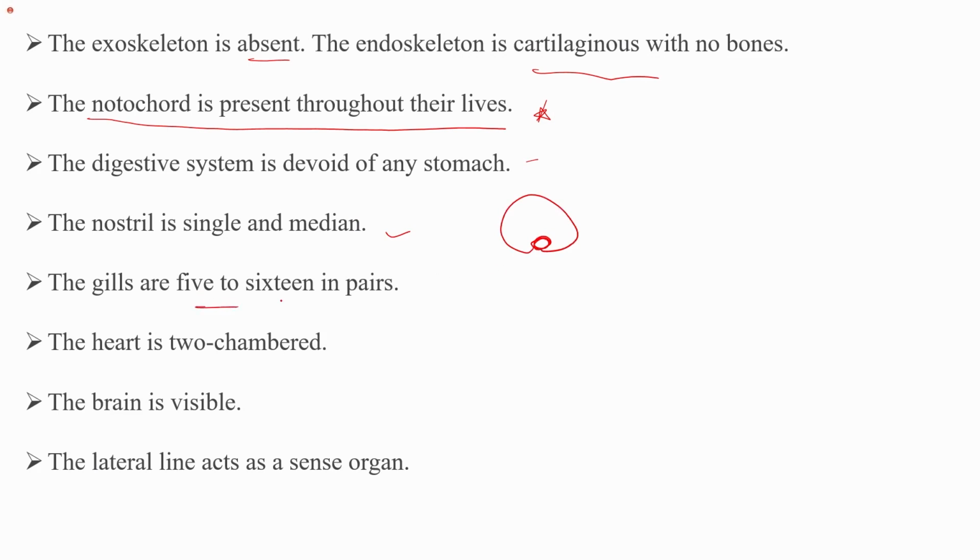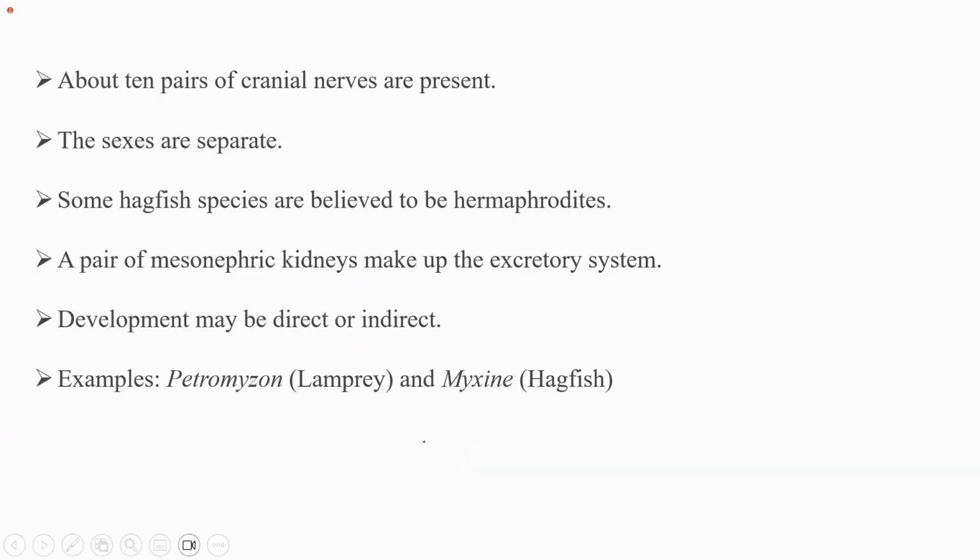The gills are 5 to 16 in pairs. Heart is two-chambered. So they have a two-chambered heart. Brain is visible. It is not completely enclosed in the skull. Lateral line acts as a sense organ. About 10 pairs of cranial nerves are present.